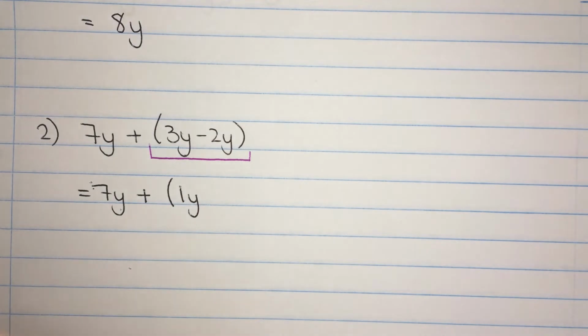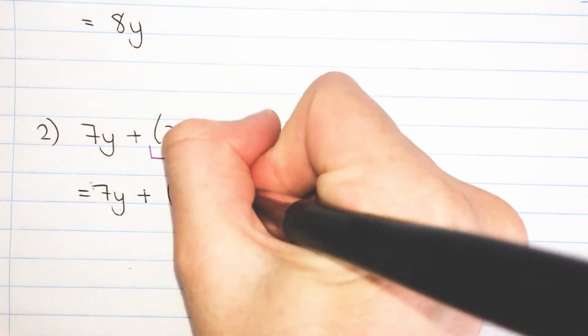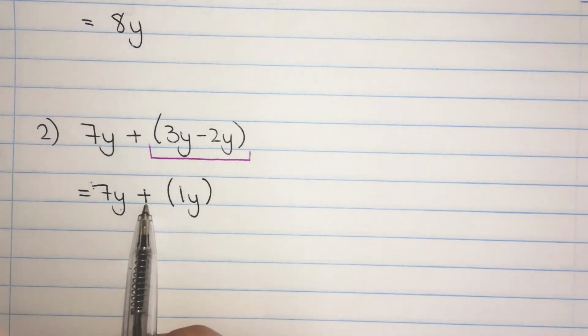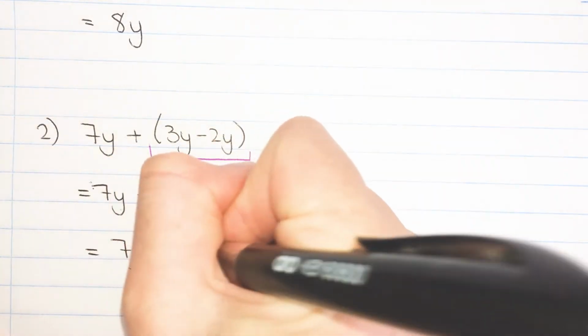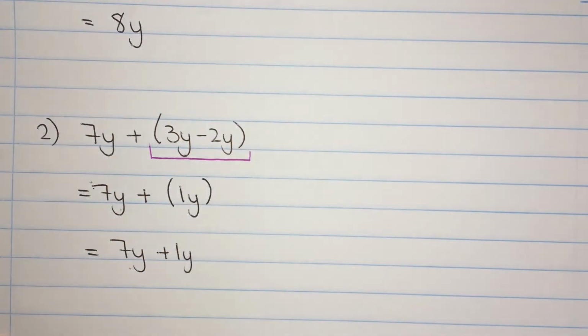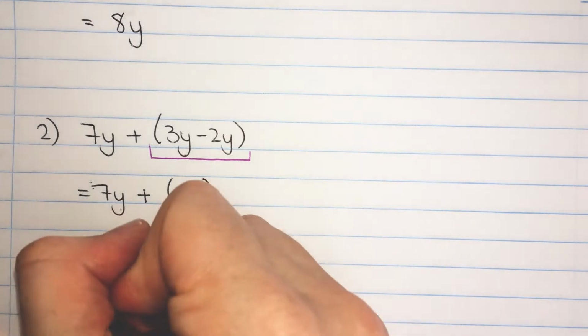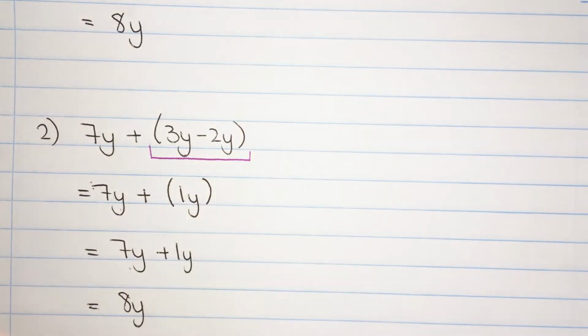You will not be wrong for writing just y, but I'm putting a 1 there, so when you're adding it becomes easier. Now we can see we just have a plus 1y, so it's the same as just writing 7y plus 1y. And now they are both like terms, so 7y plus 1y equals 8y.